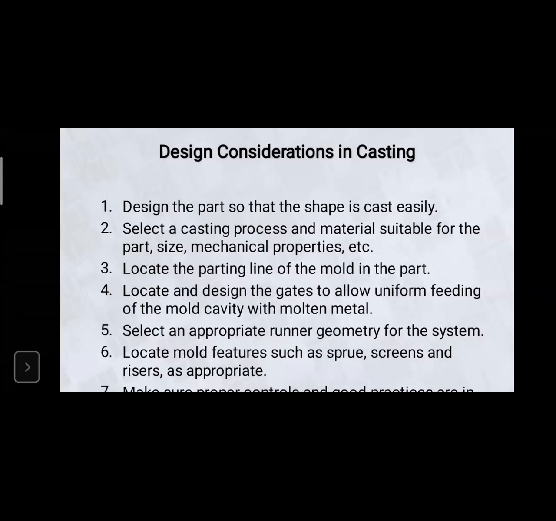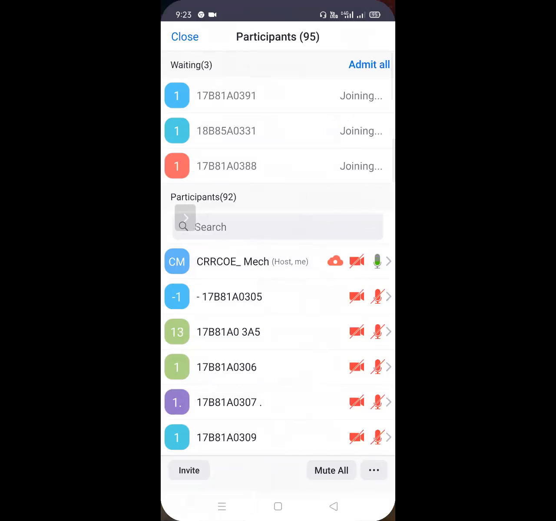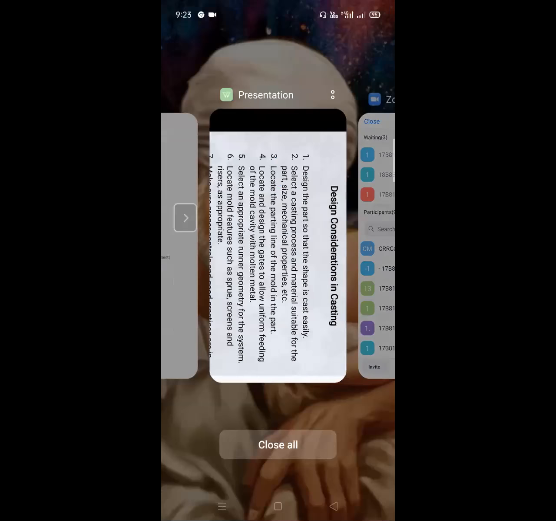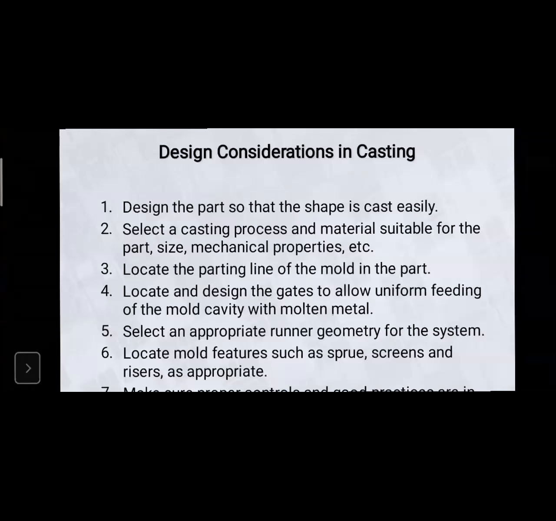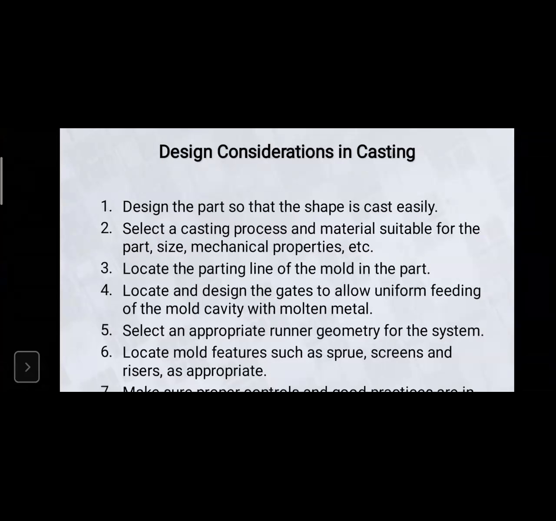Select a casting process and material suitable for the part, size, mechanical properties, and so on. So what type of mechanical properties is it going to have? Select a casting process and material suitable for the part size. It depends on the part, the pattern, and the size of the piece which you want to get out. It depends on the mechanical properties what type of process is to be followed.